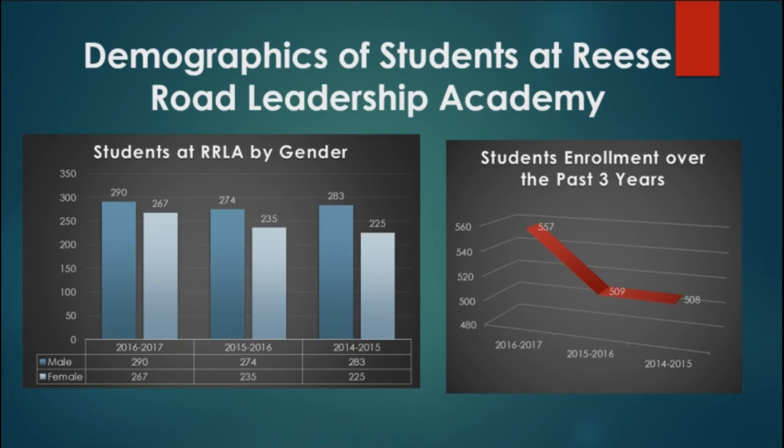Now we're going to look at student demographics by gender. There has not been a significant change over the past 3 years with student enrollment except for an increase of students from 508 in 2015 and 557 in 2017. All 3 years, our data shows that we have more males enrolled than females.